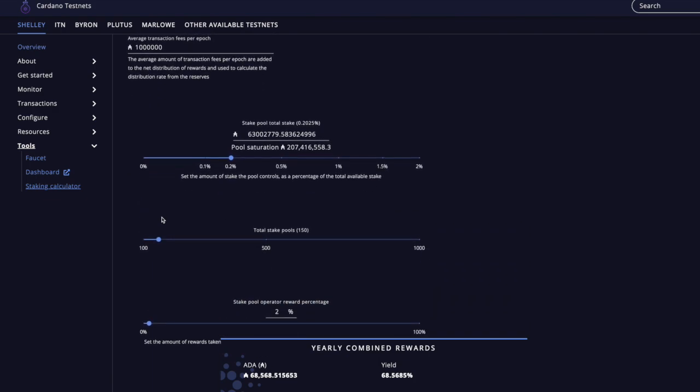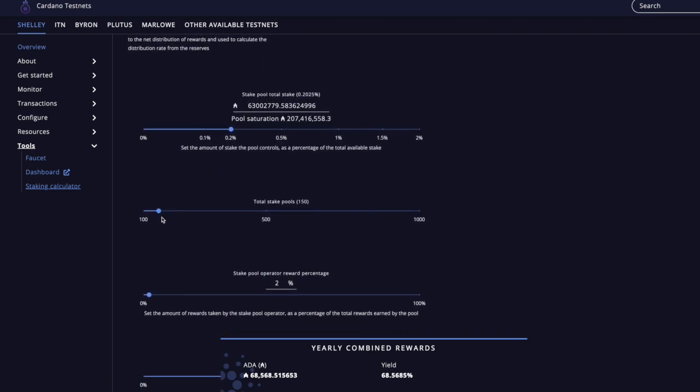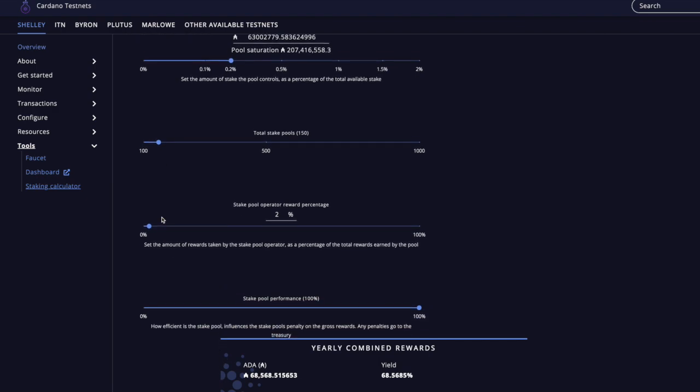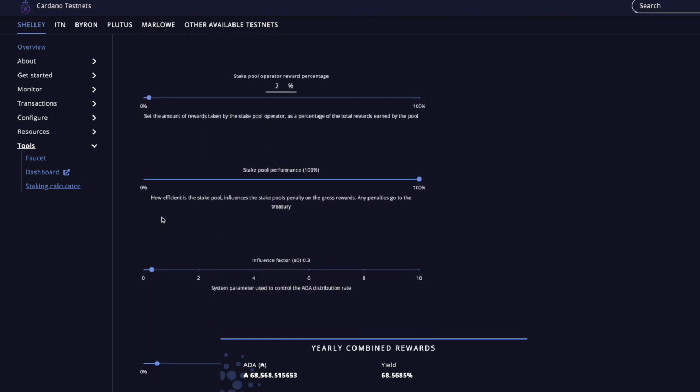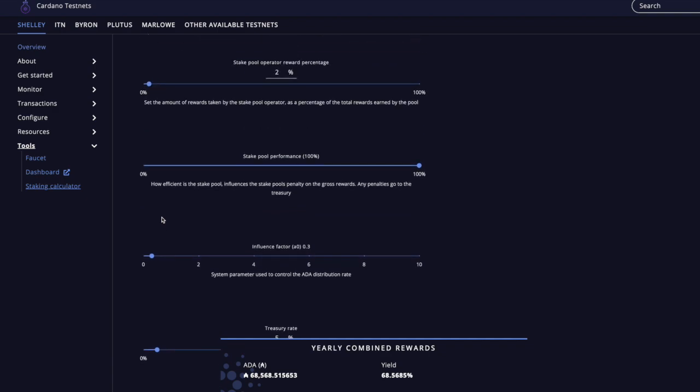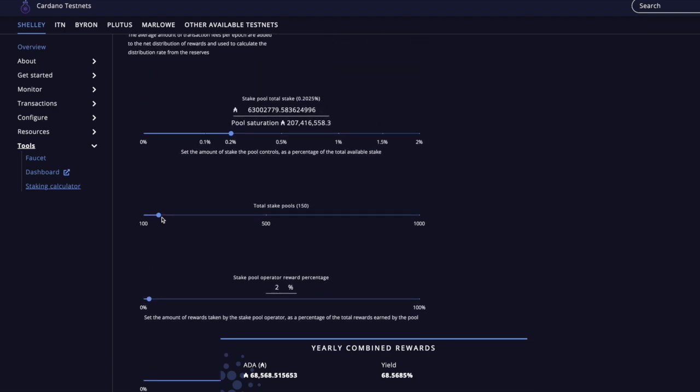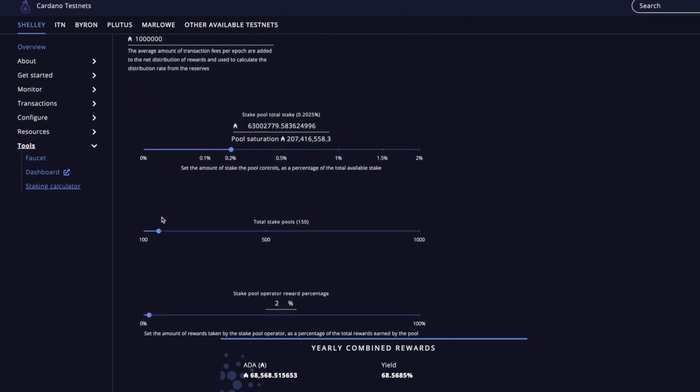If we scroll down just a little bit further, we can see that the calculator has kept those parameters constant. That's really nice. I like how it keeps those parameters for you, so you can actually adjust and see how you're going to turn out better if you decide to delegate or run your own stake pool. So very nice. I think having a 0.2% stake pool, total stake delegated to your stake pool, is pretty realistic.